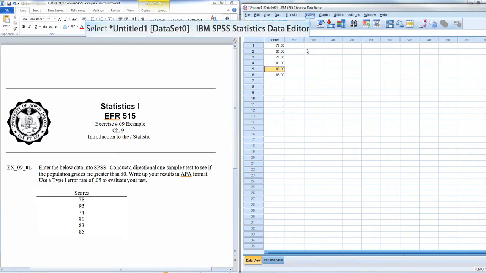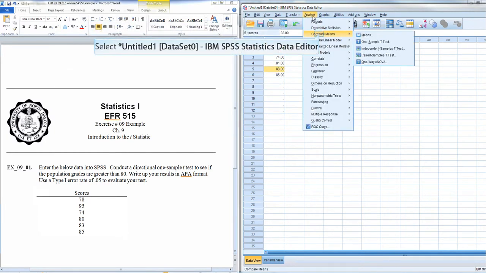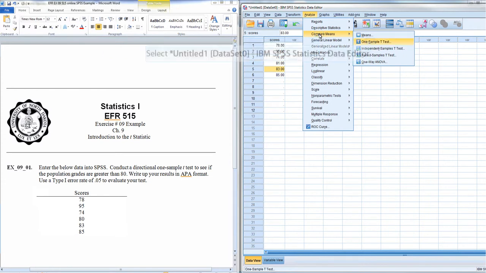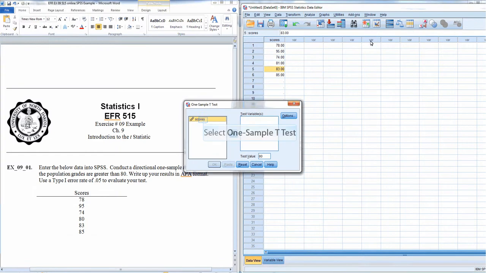Now to conduct this test, I'm going to go up to Analyze, Compare Means, One Sample t-test. Okay, the test variable here, we just have one. It's scores. I'm going to bump that over. The test value here is 80. We want to know if the scores are greater than 80. By default, the SPSS program is going to run a two-tailed, non-directional t-test.